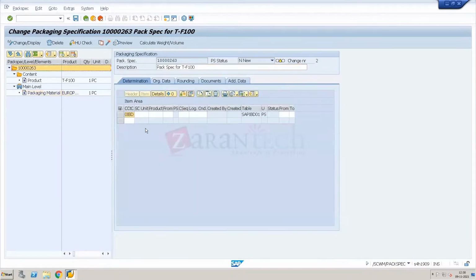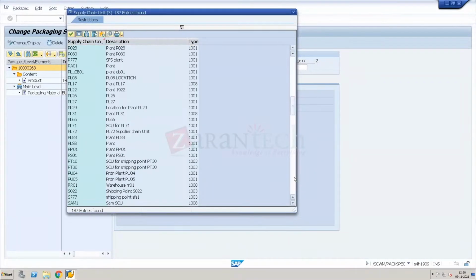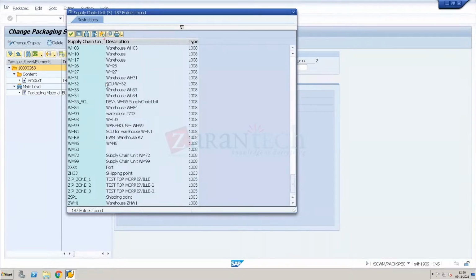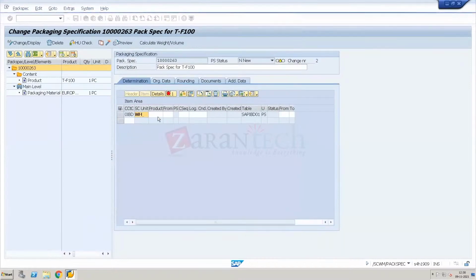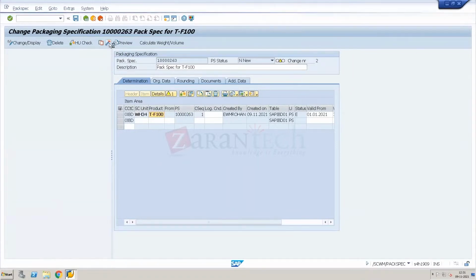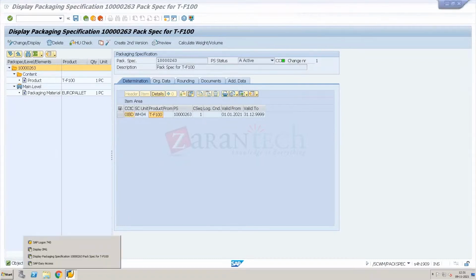And let me go and maintain the determination. I think it's WH34. Supply chain unit. The product is D-F100. It's not coming from any supplier. I'm going to do a goods receipt without PO, or a 561. I would do that and then I will receive it. So the pack spec is ready. It's activated.